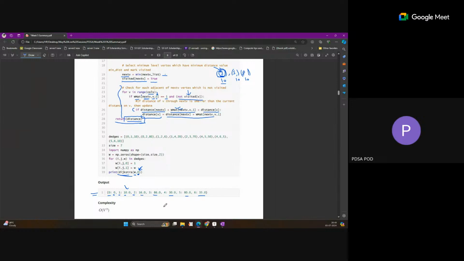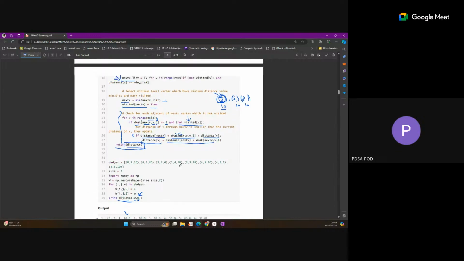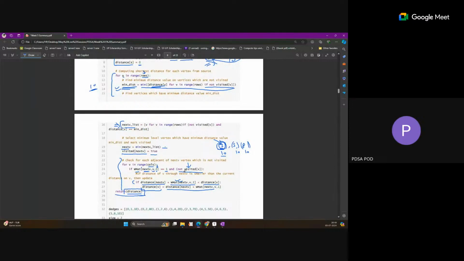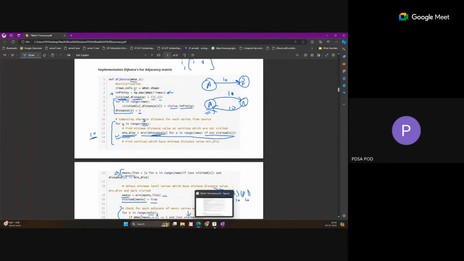You should know this dry run, because for example in the exam a graph is given and the question asks what is the shortest path from each node. And sometimes an important question is asked like this: what is the order of visited nodes? So in which order are we visiting the nodes?